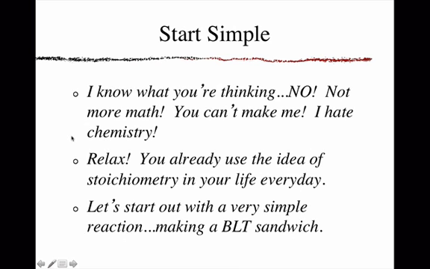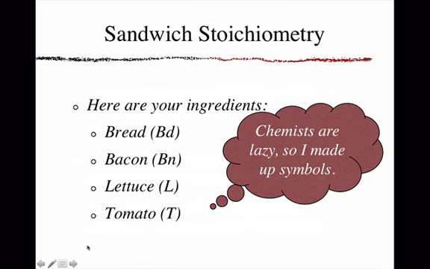But you're probably panicking a little bit because we're talking about using a balanced chemical reaction and then doing math with it. It's okay, we're going to start simple. We're going to start by making a sandwich with stoichiometry, and then we'll move on to the chemicals. The first thing with our sandwich stoichiometry is we need to list our ingredients. Since we're making a BLT, they would be bread, bacon, lettuce, and tomato.